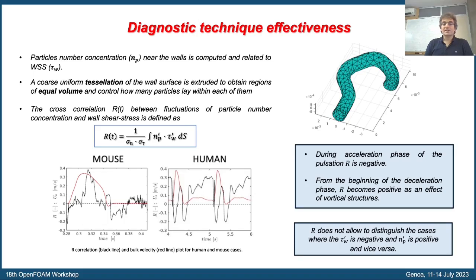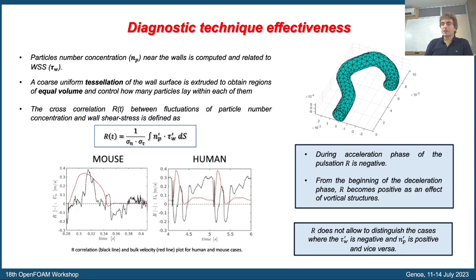You can see that there is a phase during the acceleration phase where in the mouse there is a very large correlation, and this very large correlation is due to the presence of secondary motions and eventually vortical structures, not turbulent ones, which improve the dispersion of golden nanoparticles. In the human case, this is not a problem, so the correlation is always somewhat large.